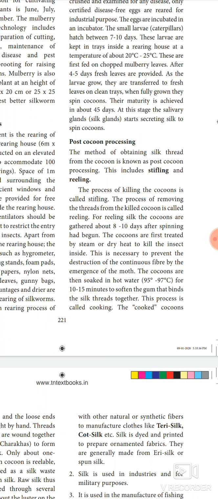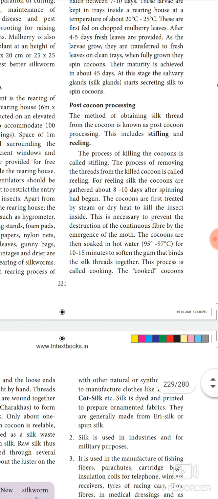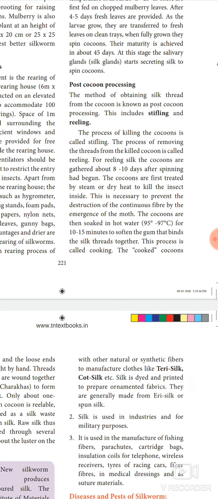The cocoons are then soaked in hot water. After that, the cocoon will be soaked in hot water. That hot water temperature will be 95 degrees Celsius to 97 degrees Celsius. For how many minutes will they be soaked? 10 to 15 minutes to soften the gum that binds the silk thread together. This process is called the cooking process.